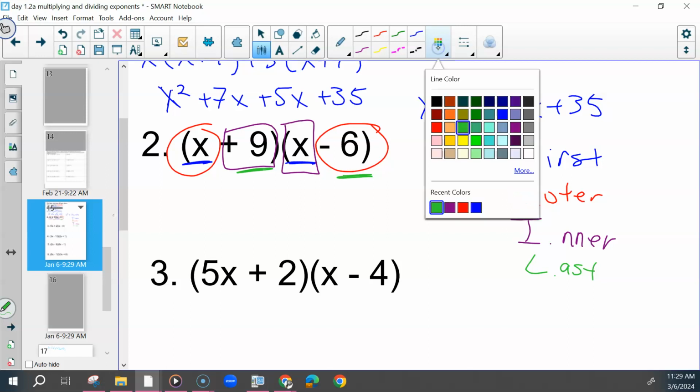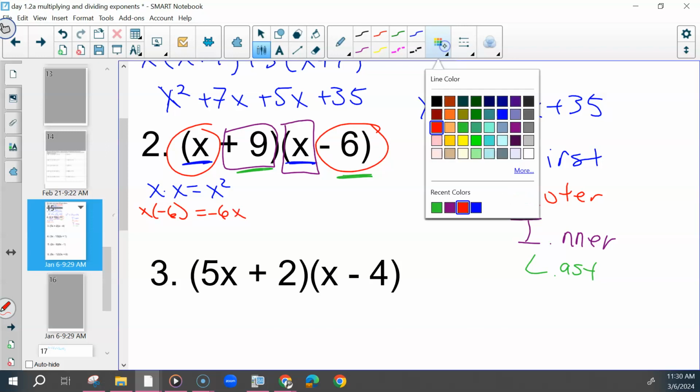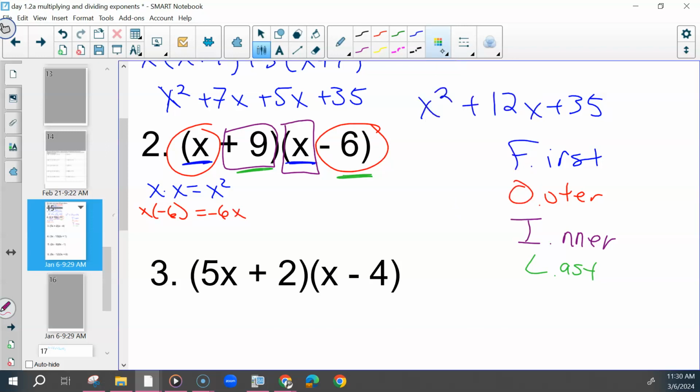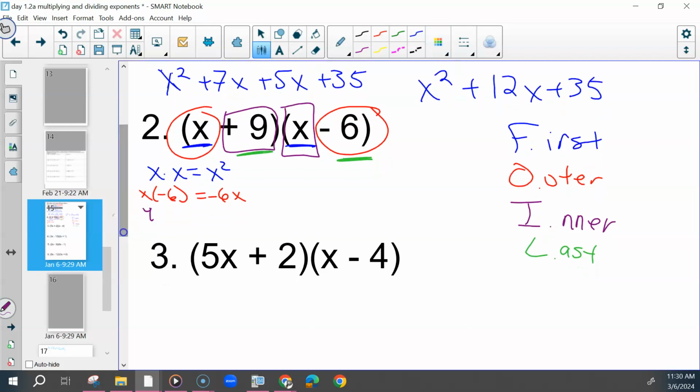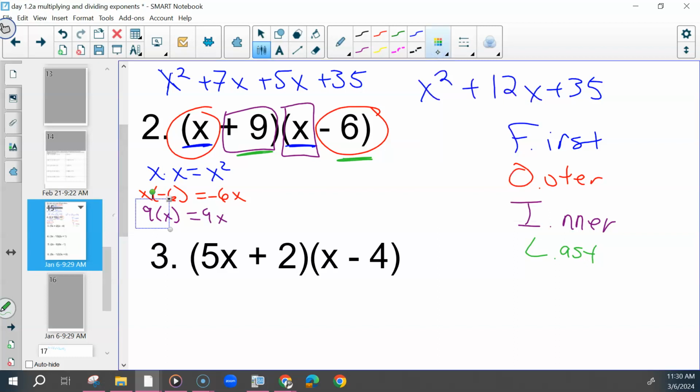So if we multiply it in this format, our first would be x times x, which would give us x squared. Let's see. Our outer terms, x times negative 6, negative 6x. Our inner terms, 9 times x, 9x. And then our last terms, 9 times negative 6. Negative 54.